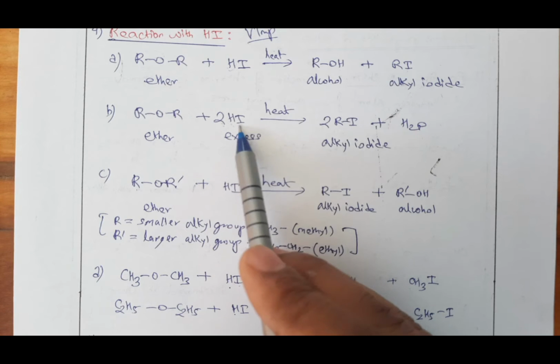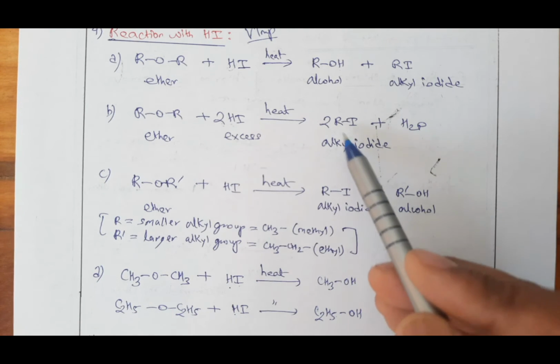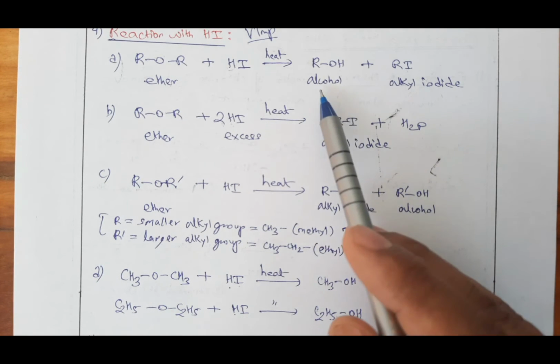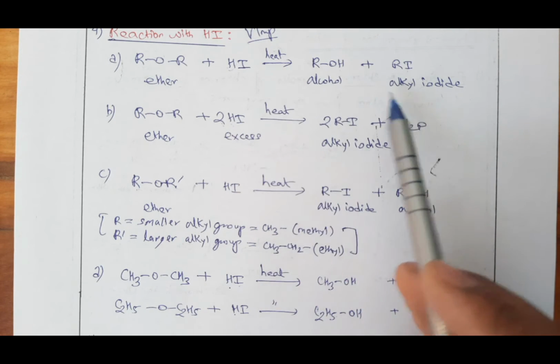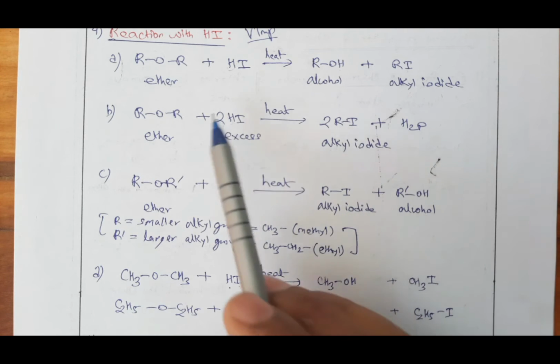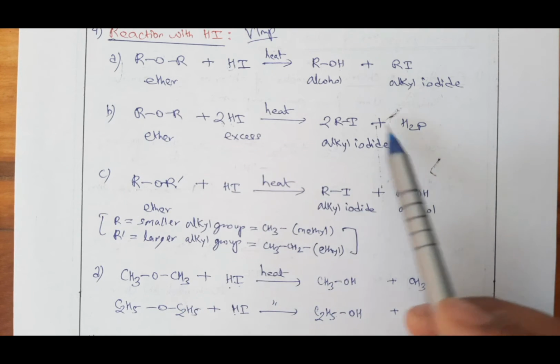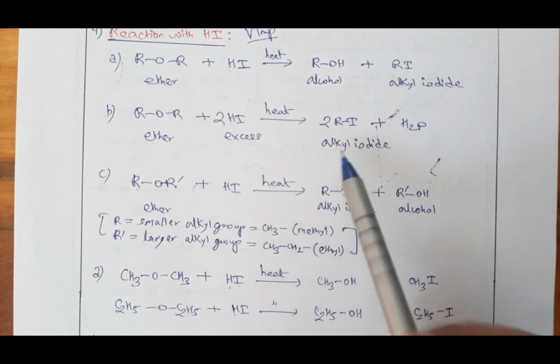2R will combine with 2I to form 2RI. That means this time you get only alkyl iodide. You will not get alcohol, you get only alkyl iodide when you react with excess. Limited gives you alcohol and alkyl iodide. With excess you get only alkyl iodide. 2H will go with O to form water, and this 2R combines with 2I to form 2RI.